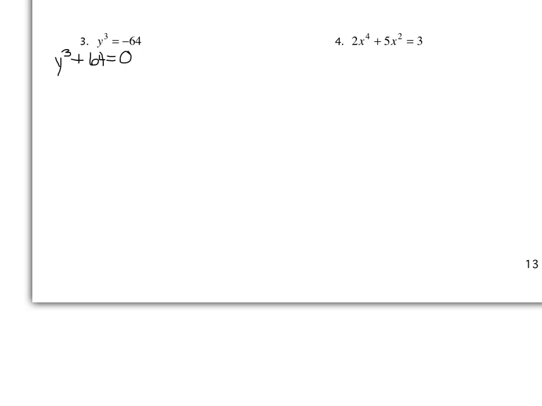And hopefully you do see that it's a sum of 2 cubes. So I'm going to break down the y cubed into y times y times y, and then the 64 I'm going to break up into 4 times 4 times 4. So let's go ahead and factor this.